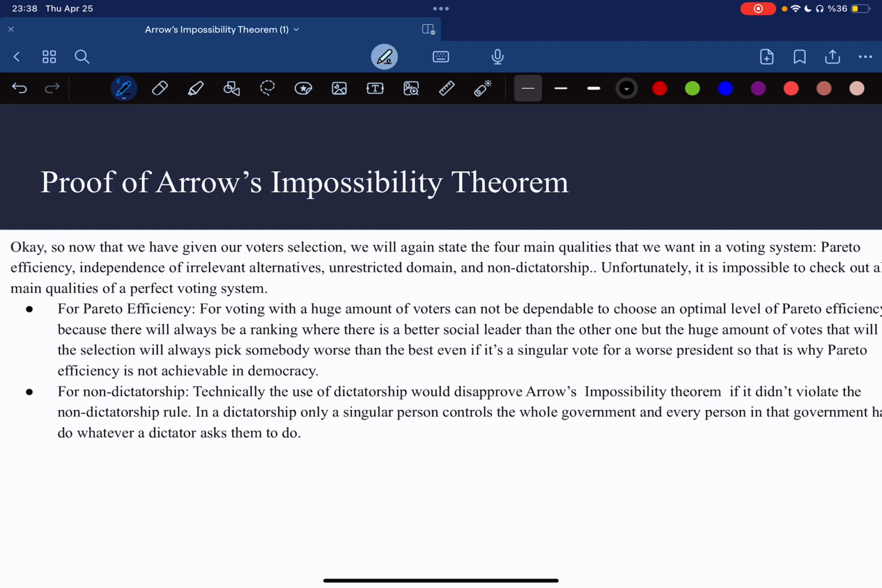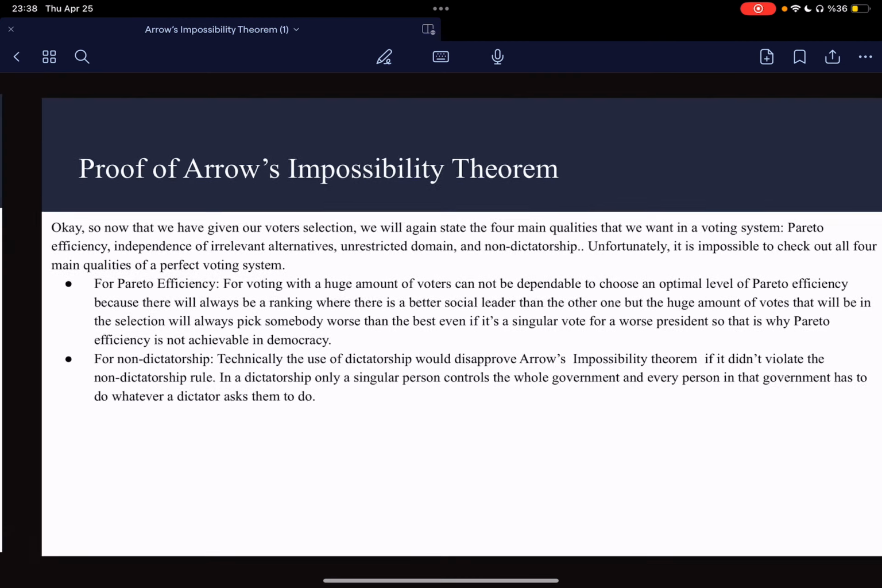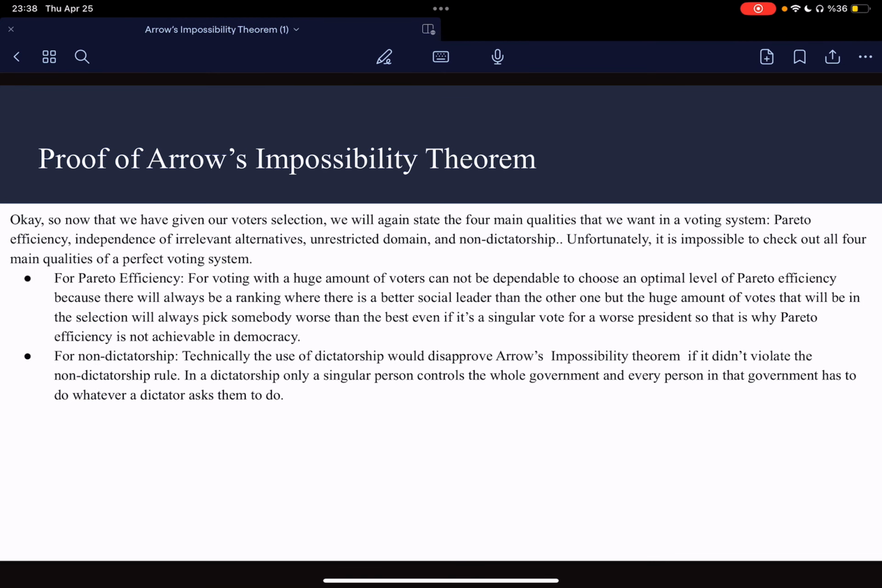Okay, so now that we have given our voter selections, we will again state the four main qualities that we want in a voting system: Pareto efficiency, independence of irrelevant alternatives, unrestricted domain, and non-dictatorship. Unfortunately, it is impossible to check out all four main qualities of a perfect voting system.